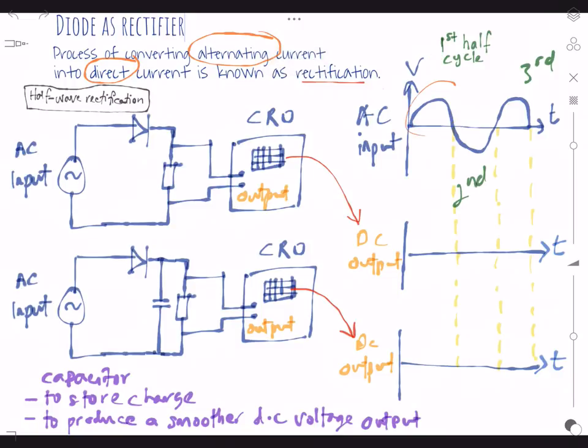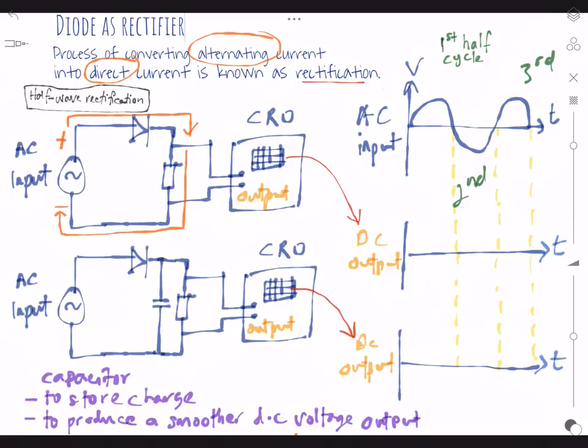For the first half cycle, the voltage is positive. Now we go back here. For the first half cycle, this is positive and this is negative. So current will flow from the positive terminal to the negative terminal.